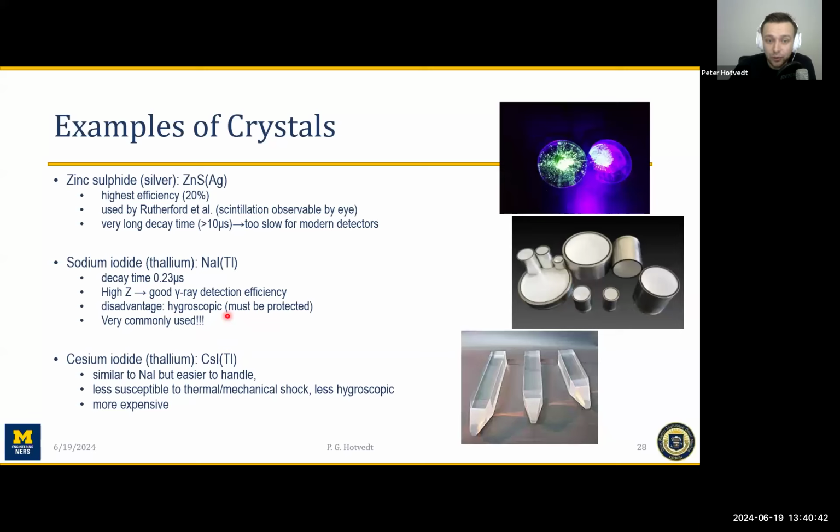However, it is hygroscopic. What does that mean? It is sensitive to moisture in the air. And as a result, it needs to be protected from the outside elements. So we have to be very aware of that. But it's very commonly used. This is a detector that we see used in industry. We use it in the lab. It's very, very easily used.